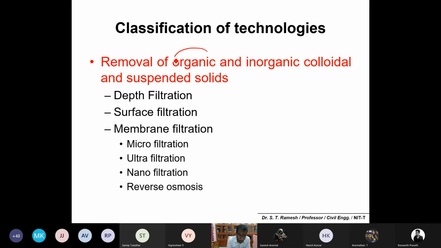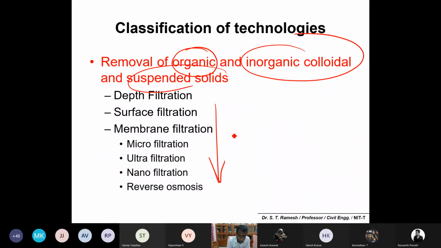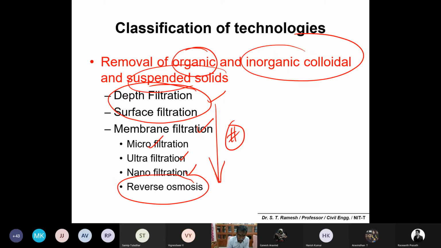Now, if you want to target the removal of organic and inorganic colloidal and suspended solids, you can go for filtration techniques. Please make a note. You can also have small scale depth filtration or surface filtration in the household, or you can follow membrane filtration techniques. Based on the size of the opening, you have microfiltration, ultrafiltration, nanofiltration, and also reverse osmosis. Please make a note on this. This is important for the removal of organic and inorganic colloidal and suspended solids.